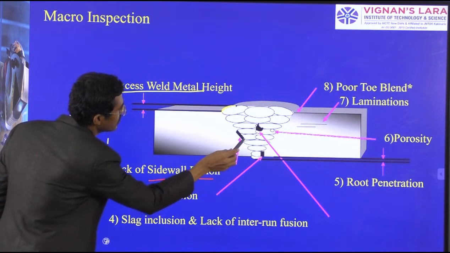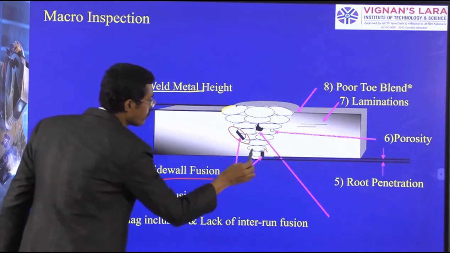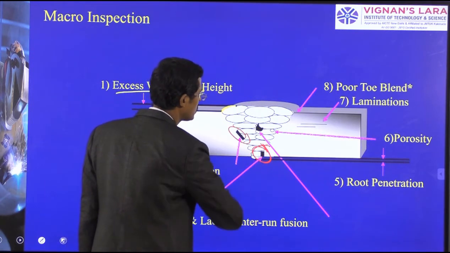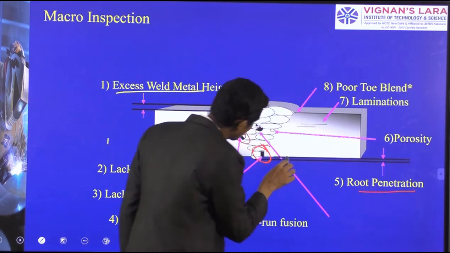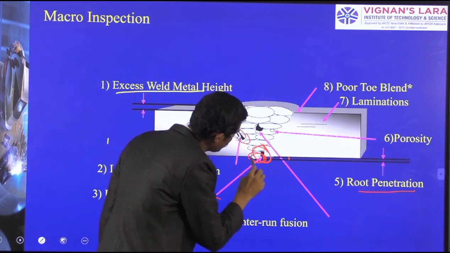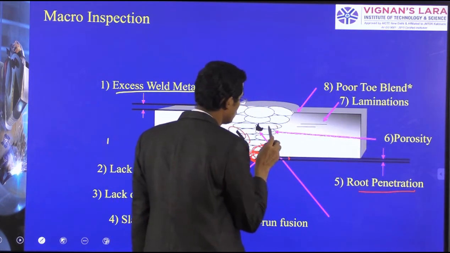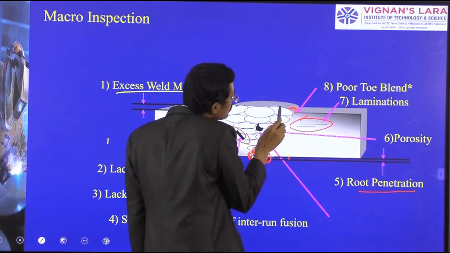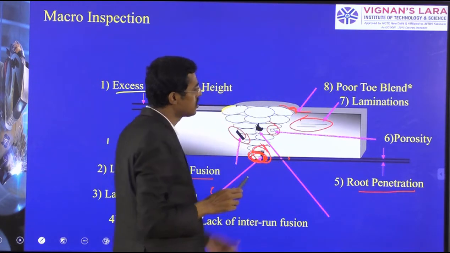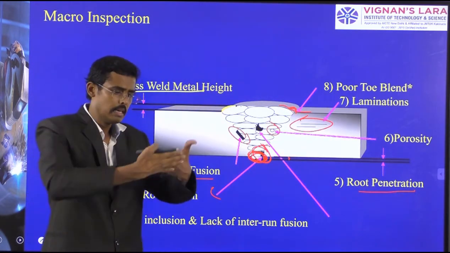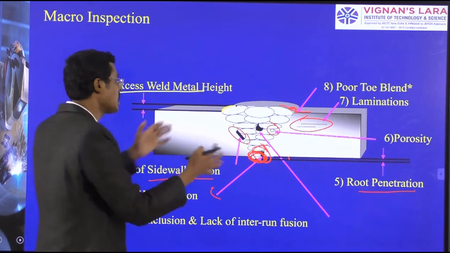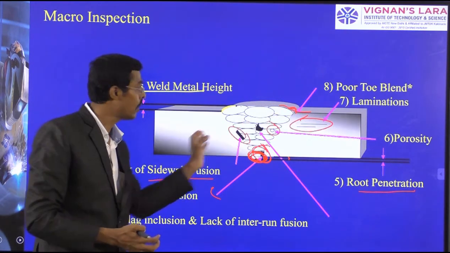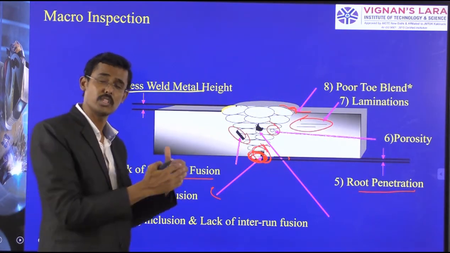Lack of sidewall fusion, lack of root fusion, and slag inclusions are also there. Here the root penetration has not occurred; additionally, excess root penetration is seen here. And then porosities, laminar tearing, and the toe angle, which should be smoothly blended. I have already told you this. So these various defects can be found by using macro inspections. These are all defects to be avoided. Causes and remedies to avoid these defects are different, but first we should identify them.